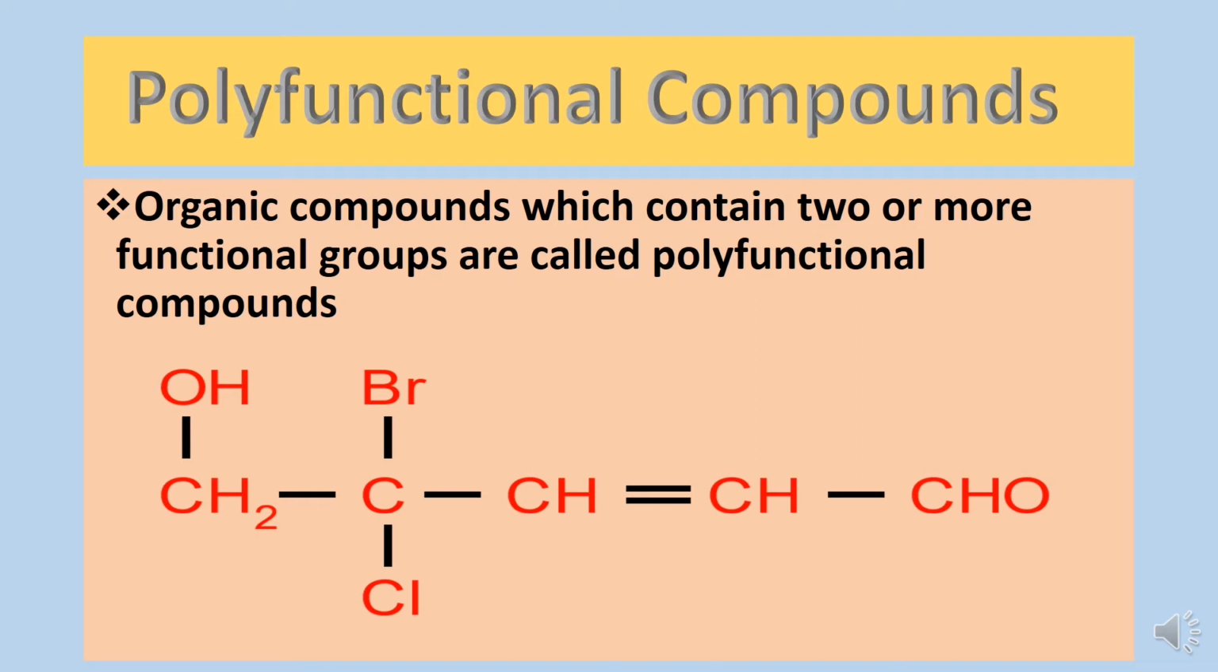compounds. For example, you can see here this carbon compound having a straight chain of 5 carbon atoms has different groups attached with different carbon atoms. For example, hydroxy group, bromine group, chlorine group, and aldehyde group, and one multiple bond. So, how can we name these compounds? We should follow certain rules to name these compounds. So, we'll discuss the rules of IUPAC applied for naming polyfunctional compounds.